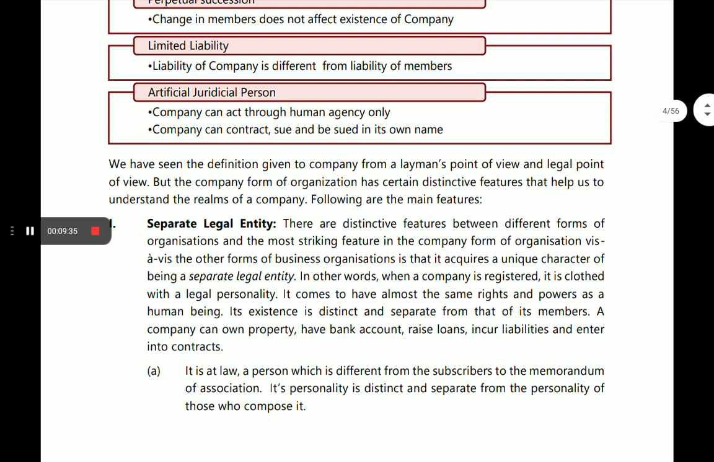We have seen the definition given to company from a layman's point of view and a legal point of view, but the company form of organization has certain distinctive features that help us to understand the realms of a company. Following are the main features.